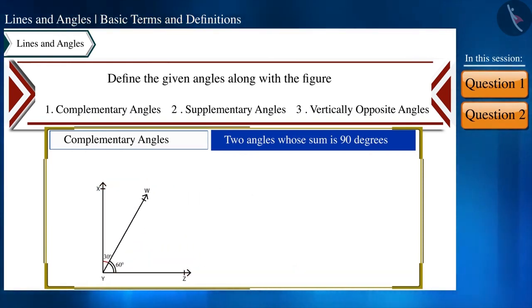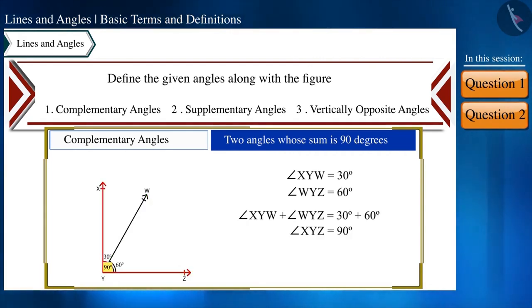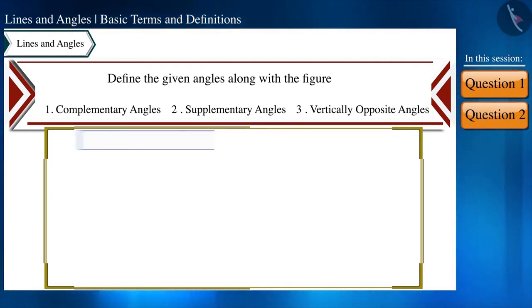For example, look at this figure. In angle XYZ, the measure of angle XYW is 30 degrees and the measure of angle WYZ is 60 degrees. On adding the two, we get 90 degrees. That is, these two angles are complementary angles.